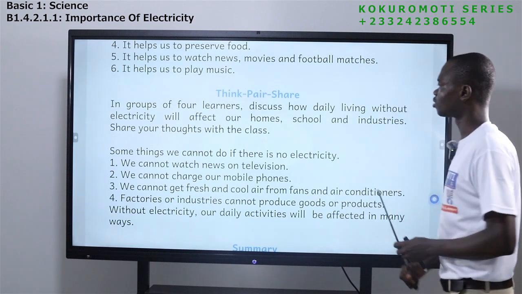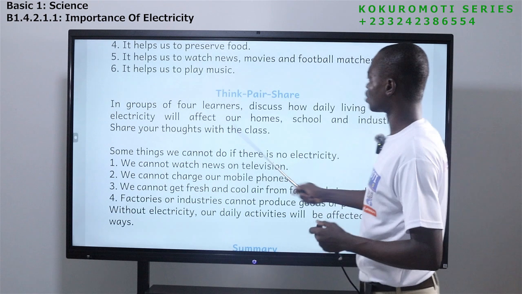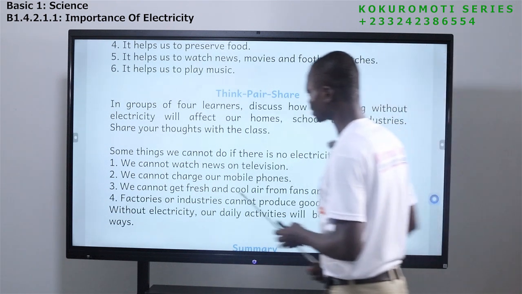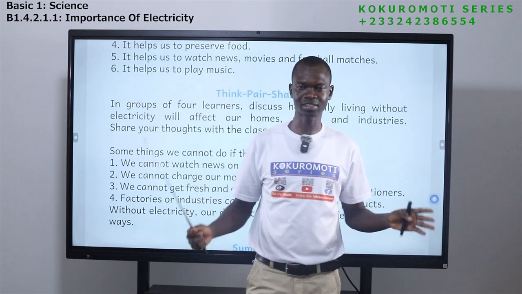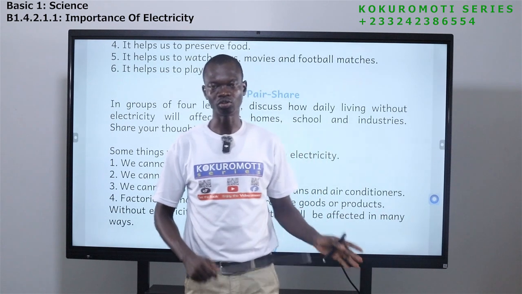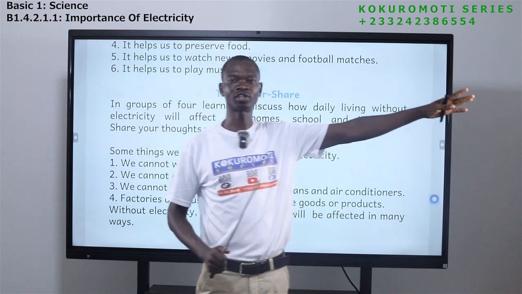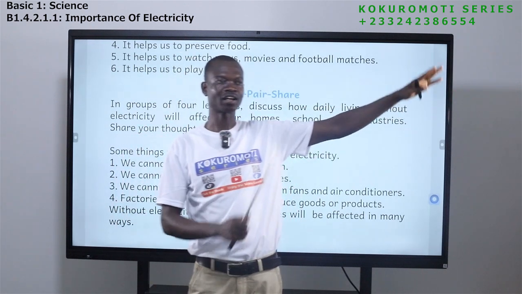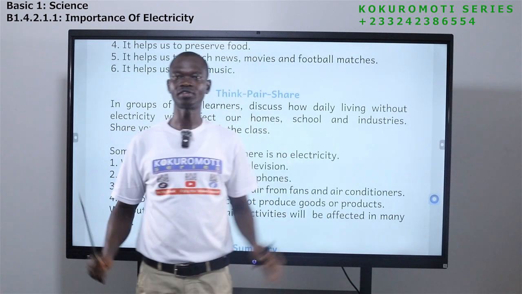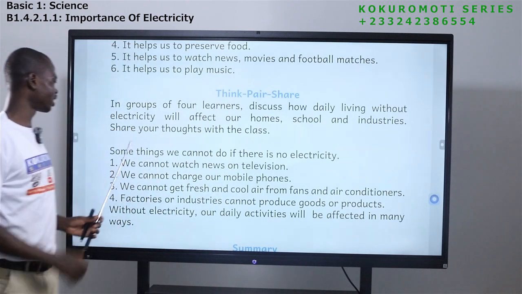Now, think-pair-share. In groups of 4 learners, discuss how daily living without electricity will affect our homes, schools, and industries. Share your thoughts with the class. So let me ask you, if you don't have lights, if you don't have electricity, how is it going to affect you? In the house, you go to school, there is no electricity. You come home, there is no electricity. Those who are manufacturing things, canned foods, those who are in the industries making all sorts of products, if they don't have electricity, what do you think will happen? Tell me.